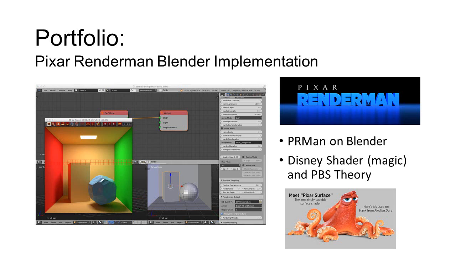And finally, I have helped getting Pixar RenderMan features working on Blender using an open source implementation. If you don't know already, RenderMan is the rendering engine that is behind most of the famous Disney animation movies, and so it was mostly getting a good implementation of the physically realistic Disney shader under the shader node system, by leaning on the physically based shading theory, which is mostly material physics.